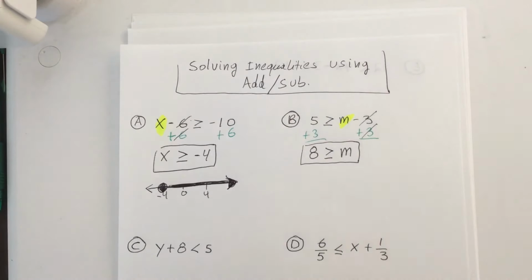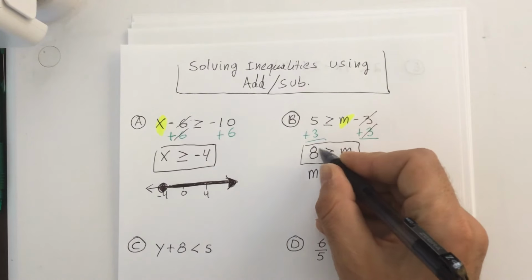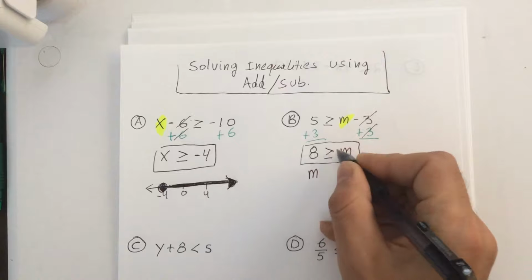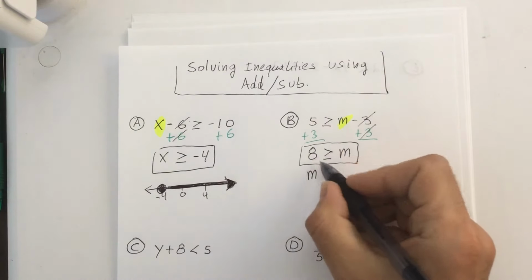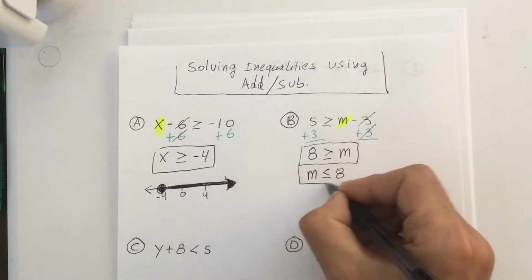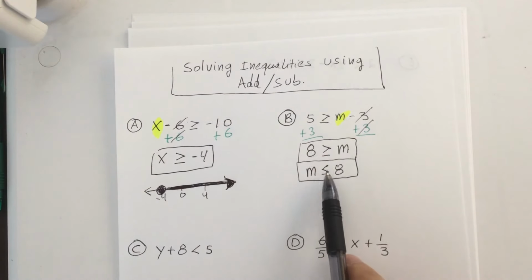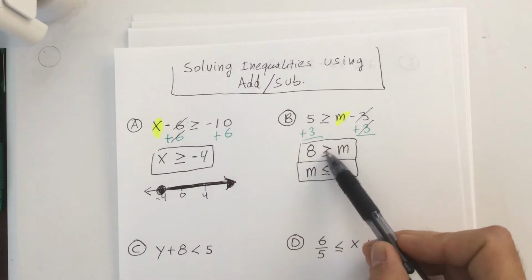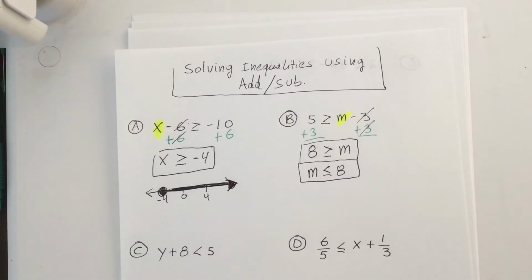You can also rewrite this, probably it's easier if you write it down as m. Notice that this is the smaller part. See, the mouth is trying to eat the 8. If you flip the m to the other side, you also have to flip the sign. So you can also write it as m is less than or equal to 8. Both of these answers are the same: 8 is greater than or equal to m, or m is less than or equal to 8. Notice that the mouth is trying to eat the 8. It's the same thing.